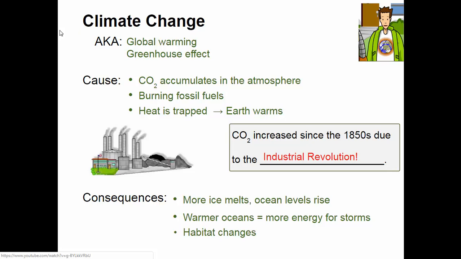As the Earth gets warmer, habitats change. Organisms have evolved to be adapted to certain climatic conditions. And if we change that climate too quickly, those organisms may no longer be adapted and may become extinct.